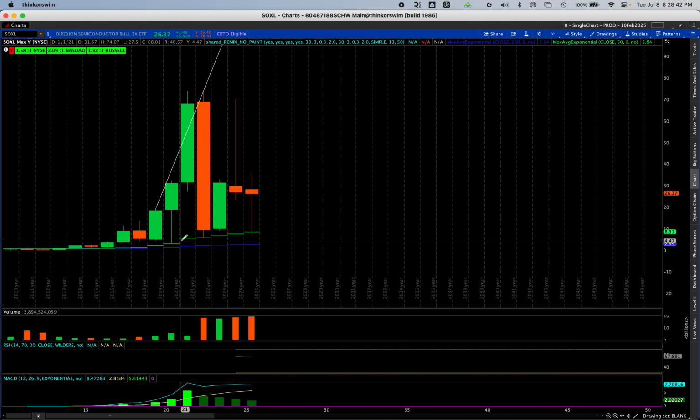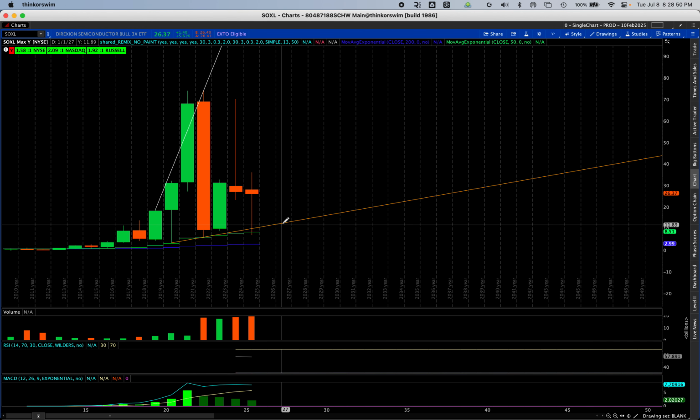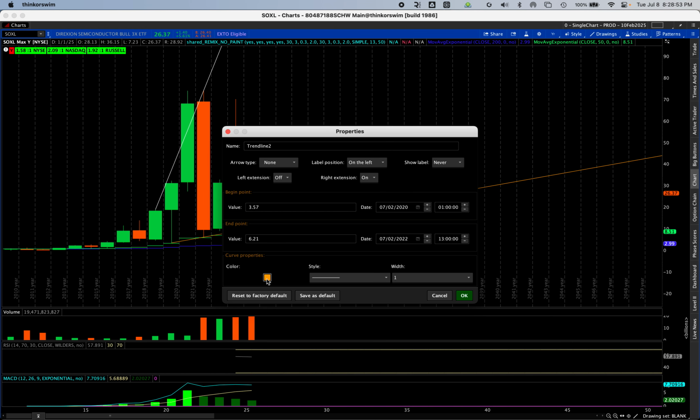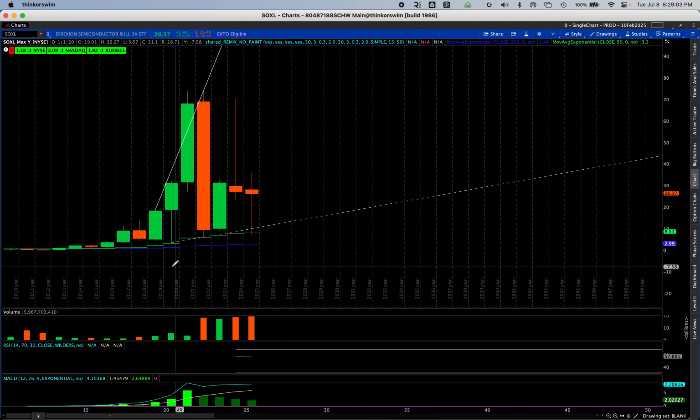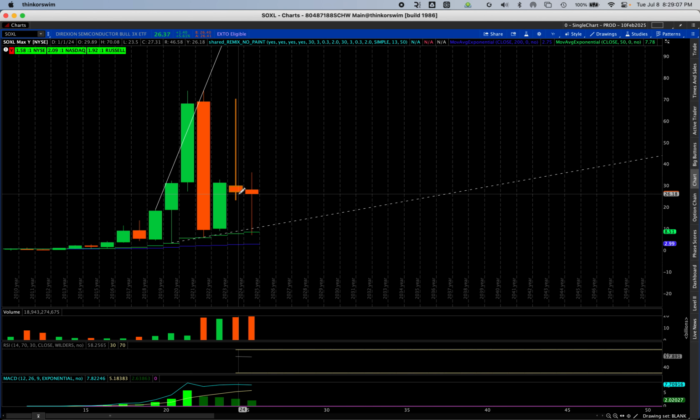What that does allow us to do, however, is draw a trend line, an uptrend line, from that low to that low. We'll change it to white, and change it to white. And for uptrend lines, I like to use this small dashed line. Okay. So we've got that.